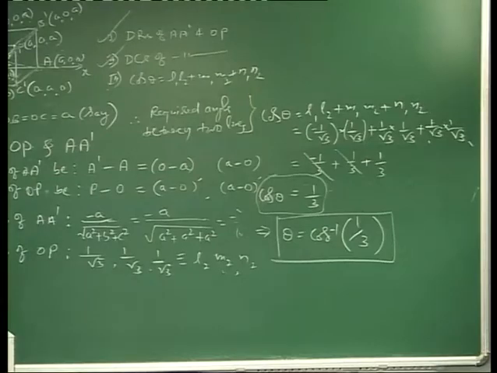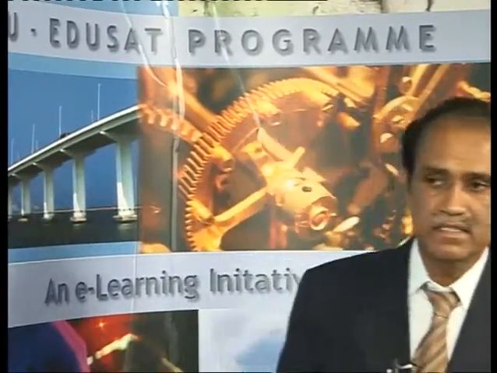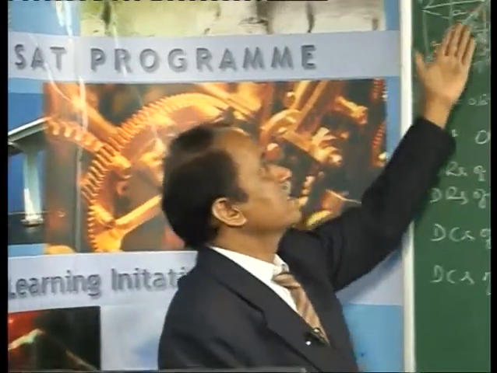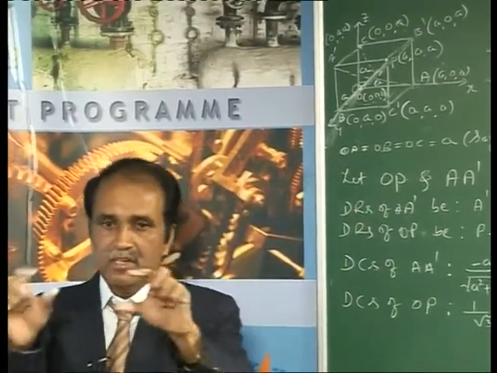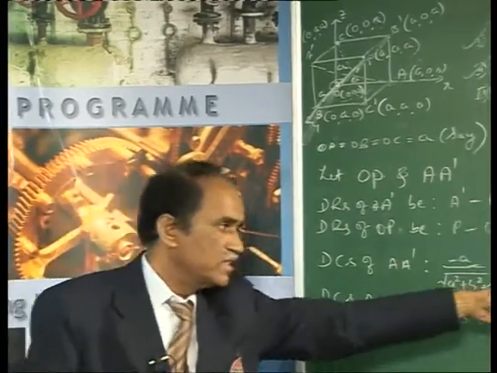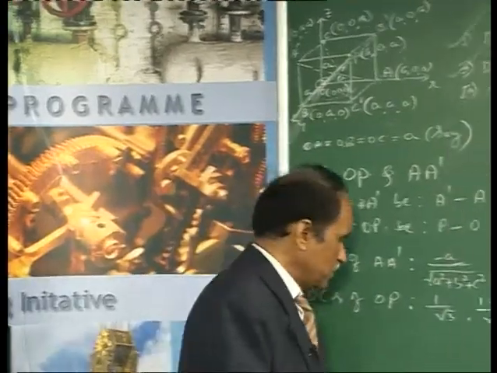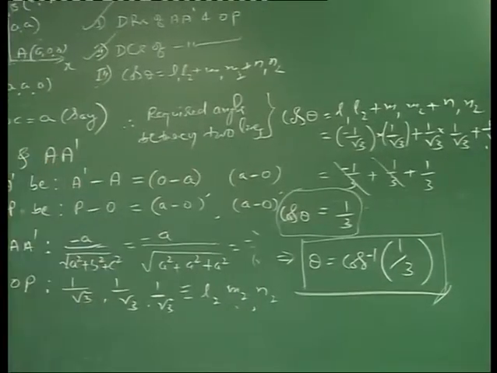This problem commonly occurs in most situations. Any two diagonals of a cube, suppose they mention diagonals with respect to particular corners. For example, any two diagonals means now I have the liberty to select the first diagonal as OP and the second diagonal as AA dash. In case a particular location is mentioned, then also you will get the same type of answer in the remaining cases also, right? So this is the answer which you can expect for any two diagonals of the cube.